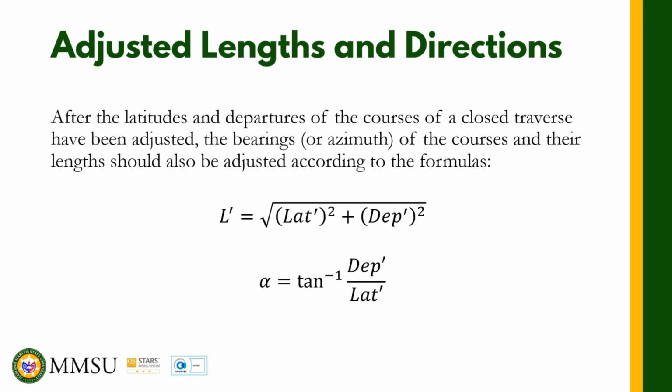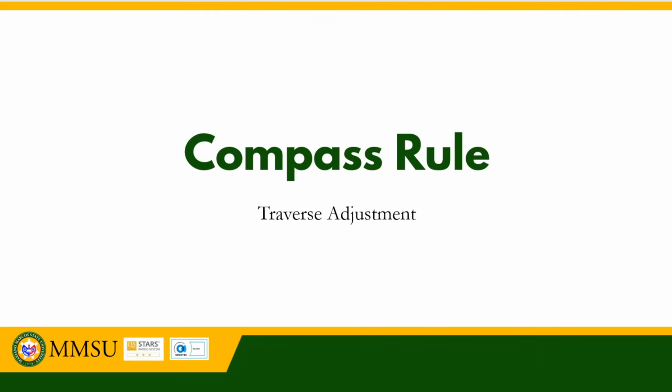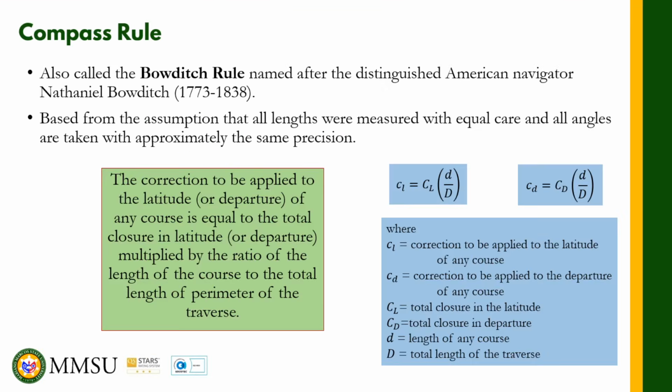How do we use the compass rule to come up with the adjusted length and direction? All right. So, what is a compass rule? A compass rule is also called the Bowditch rule, named after the distinguished American navigator Nathaniel Bowditch. This compass rule is based from the assumption that all lengths were measured with equal care and all angles are taken with approximately the same precision. Okay, in short sentence, this is what the compass rule is saying.